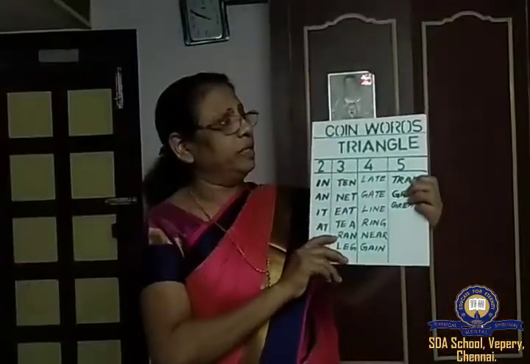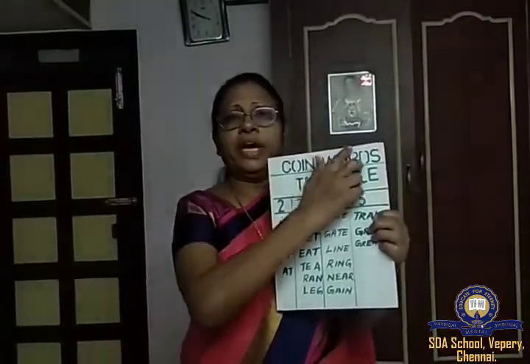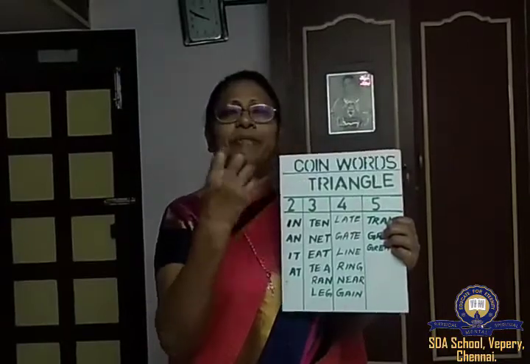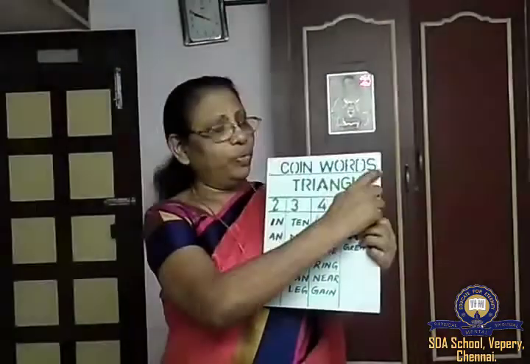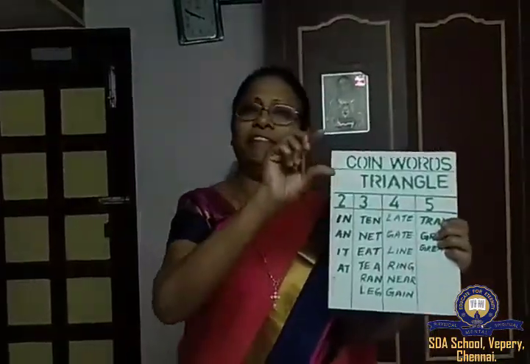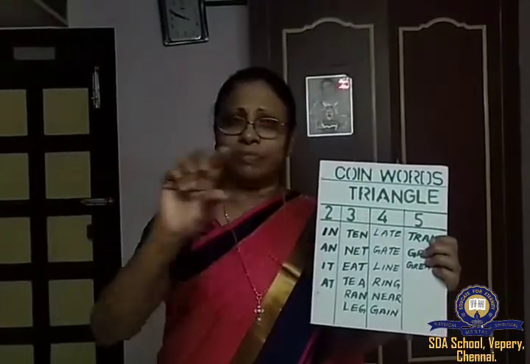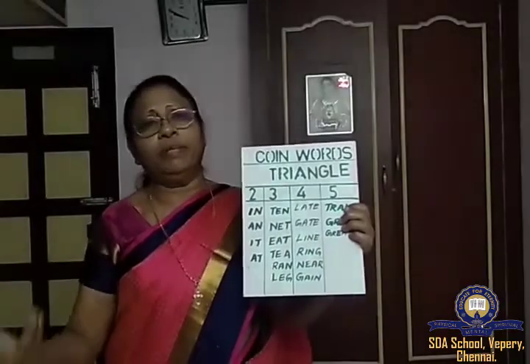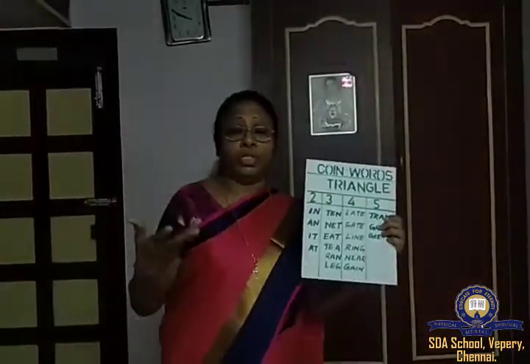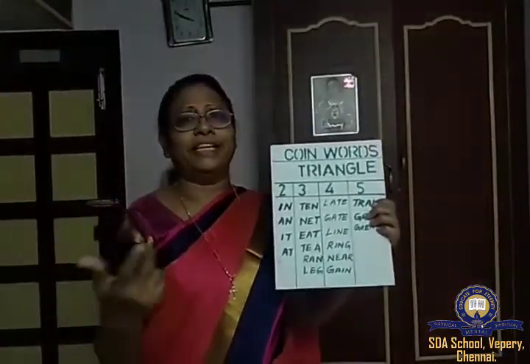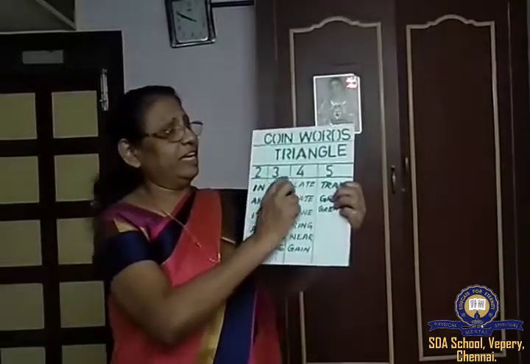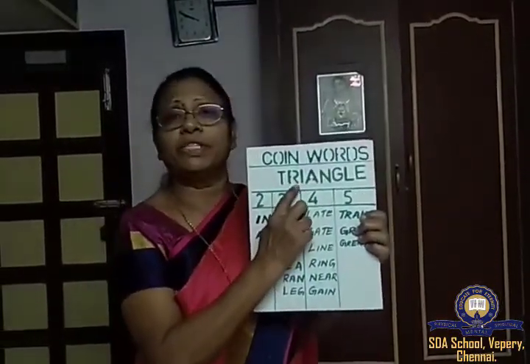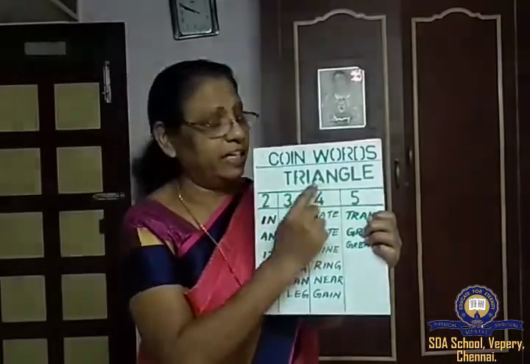This is called coin words. Coin words is a game, and in this game you will be given a big spelling of anything, whatever you have learned, or maybe some spellings that are not in your book also. You can take one spelling, and here I have given you the spelling of triangle. See here.